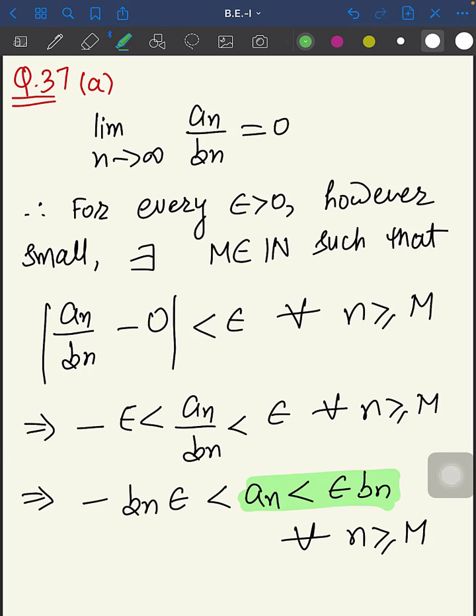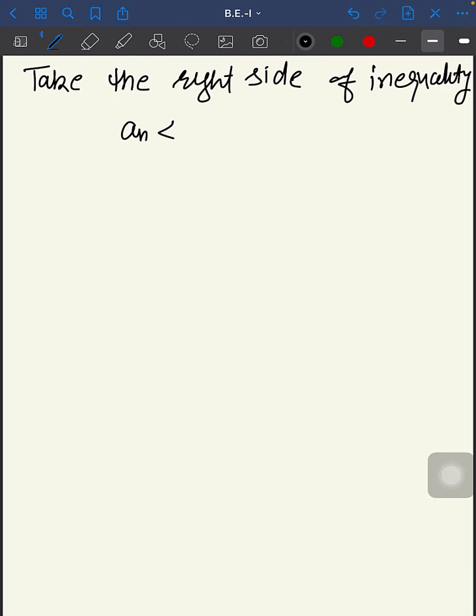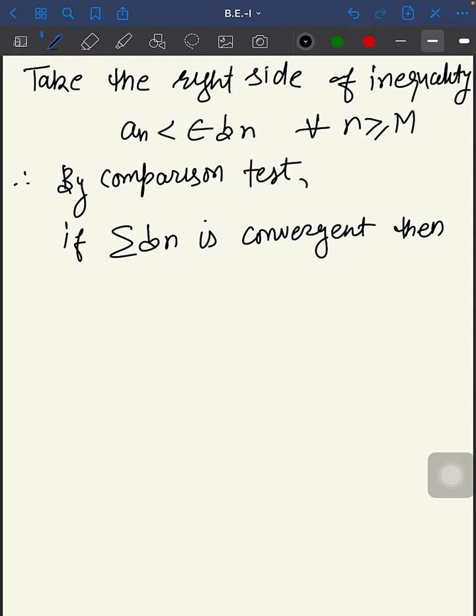Now you will come to know that, see, if you take the RHS, right side of the inequality, so that was what? So your an is less than epsilon times bn, right, for all n greater than or equal to m. So that means by comparison test, let me put it like this. Therefore, by comparison test, if summation bn is convergent, then summation an is also convergent, right, because epsilon is constant and it can be taken outside.